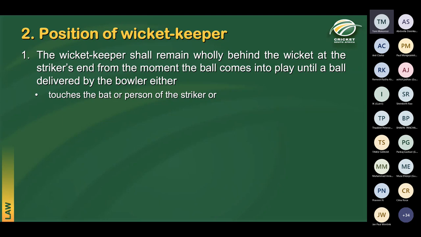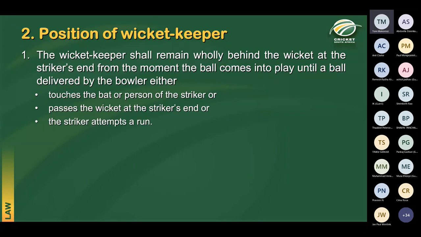The wicketkeeper will be allowed to move when the ball has been delivered by the bowler and either touches the bat or person of the striker, or passes the wicket at the striker's end, or the striker attempts a run. So until one of those three happens, the wicketkeeper shall remain wholly behind the bowling crease, which we all know is in line with the stumps at the striker's end.